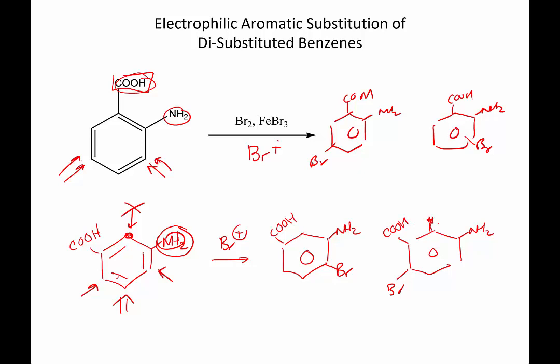Because I don't add in between. Does that make sense to everybody? So those are the basic rules. The group on the ring that's the most activating is going to do the direction, and you cannot add in between groups.